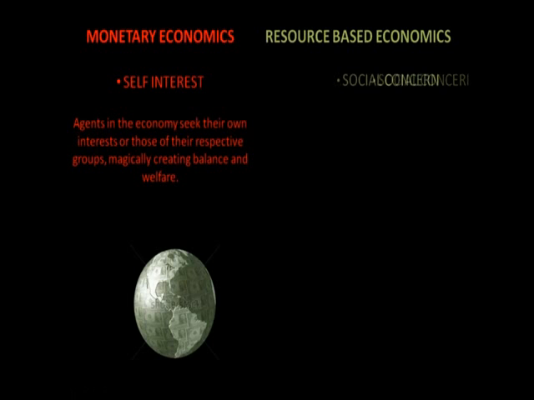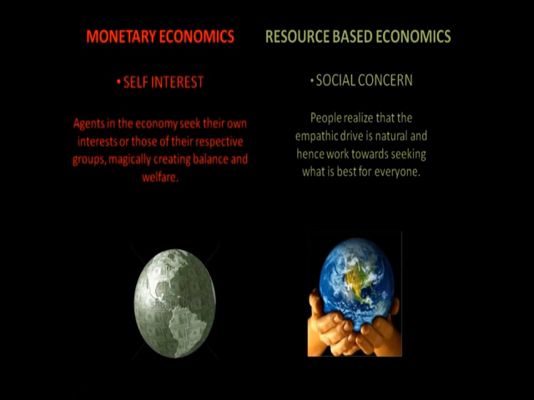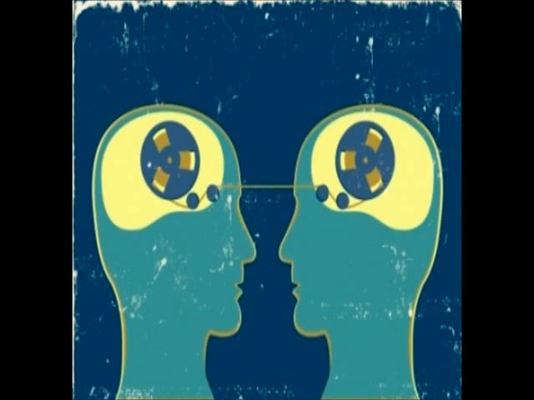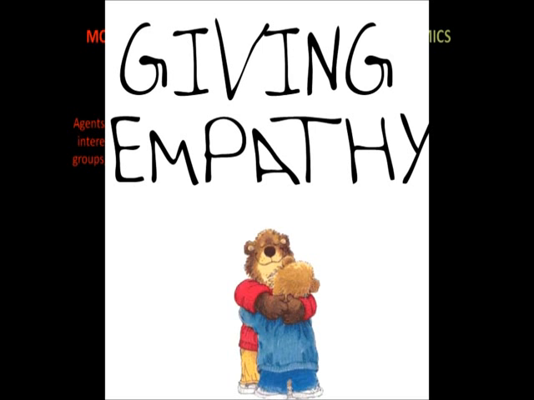We have seen that. Now, resource-based economics says social concern. People realize that the empathic drive is natural and hence work towards seeking what is best for everyone. This is what exactly society is all about: social concern, collaborativeness. For in fact, in the current system, we are not working together, but in fact against each other.